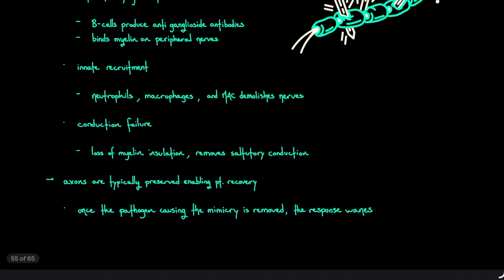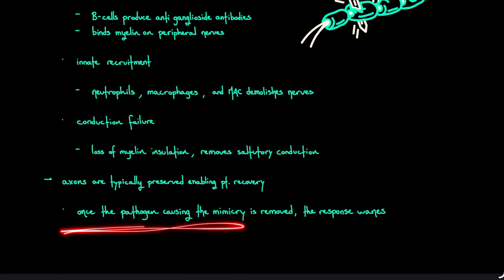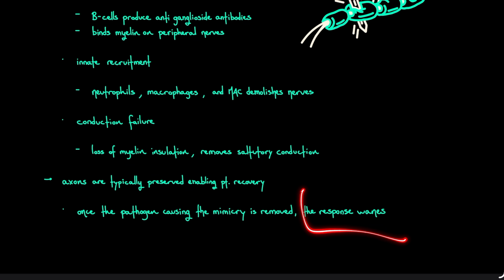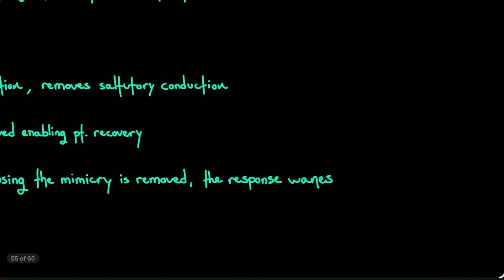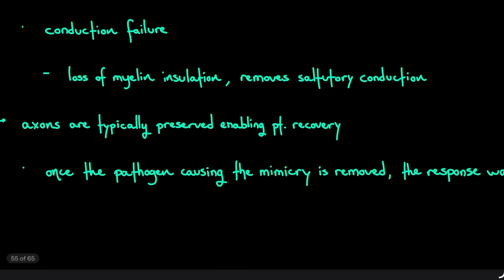Cool thing about this ailment is that the axons are typically preserved, enabling patient recovery. So once the pathogen causing the mimicry is removed, the response wanes. Who's wane? I'm just kidding. The response wanes. It decreases now that I've removed the pathogenic stimulus. Okay.